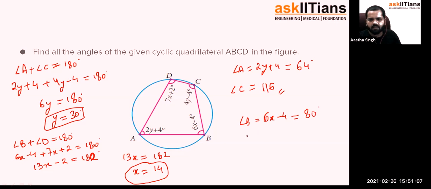If angle B is 80 degrees, then your angle D will be equal to how much? 100, because the sum is 180 degrees. Right, guys? I think the point is clear to you. So I think the cyclic quadrilateral is easy for you, right? You have to find only one angle, because the sum of opposite angles will be equal to 180 degrees.